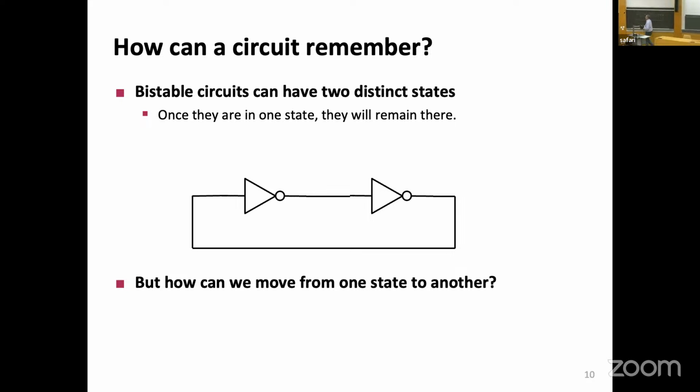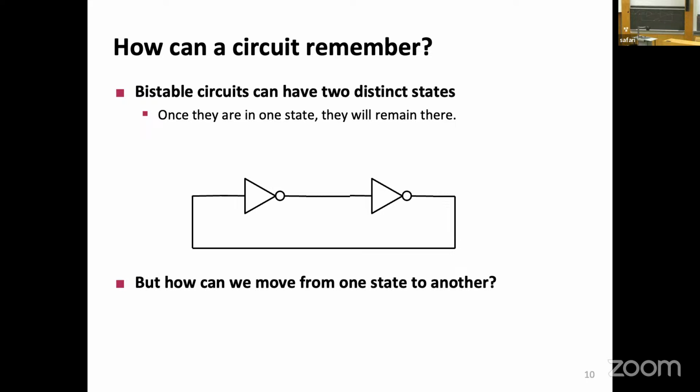Now, I do two things. I add a switch here, and this loop, I also add a switch. Now I have a controllable element, and I can have an input. I'm just going to call the input D, like data. And I have an output that I call Q. And somehow this thing is going to work.